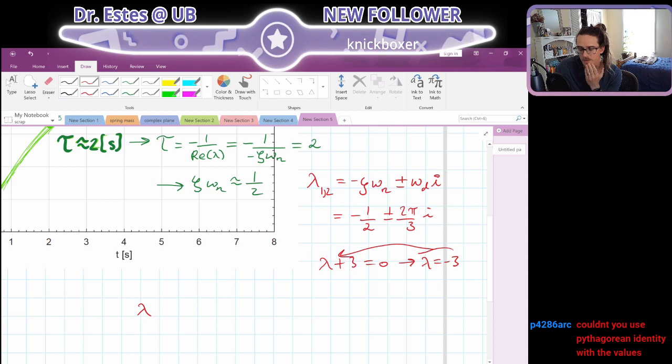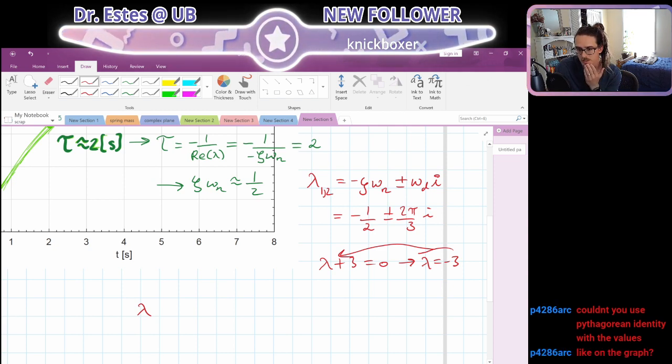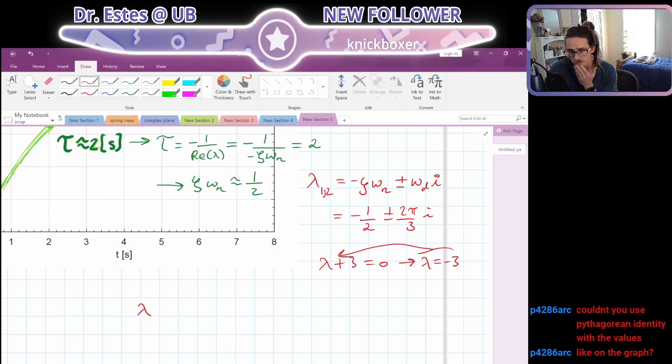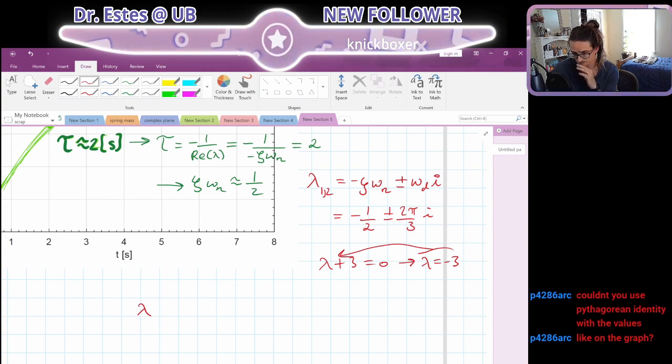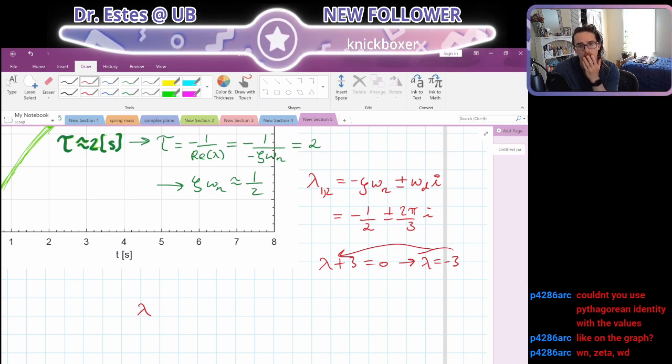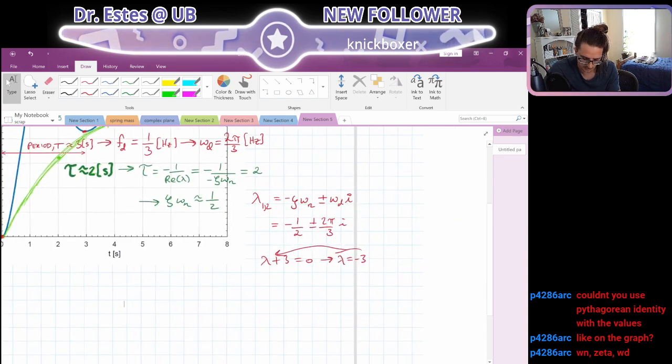Couldn't you use Pythagorean identity to find the values like on the graph? What values? I'm trying to get the differential equation right now. Oh yeah, I guess we could take that step by step.